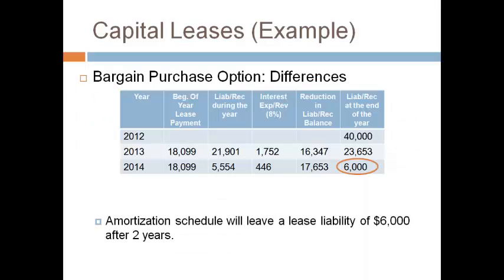One amortization table is used for both the lessor and the lessee. The table begins with the cost of the asset and ends with the bargain purchase option. The $6,000 bargain purchase option will be paid at the end of the 2-year lease.